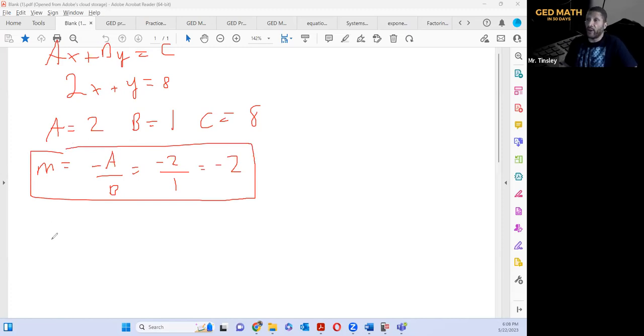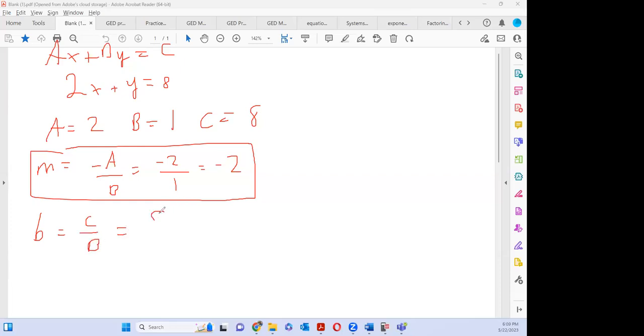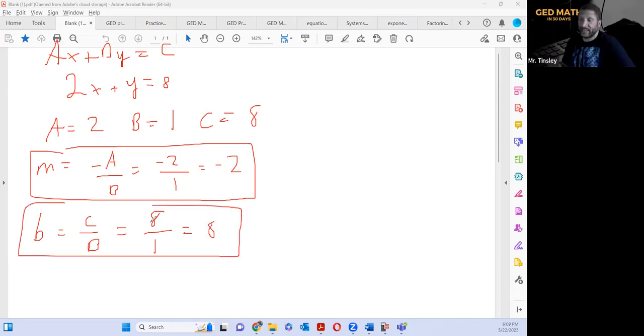If I want to find the y-intercept, it's c over b. What's c? 8. What's b? 1. What does 8 over 1 reduce to? 8. So your y-intercept would be 8. The location on the coordinate plane would be (0, 8). That's if you recognize it as standard form.